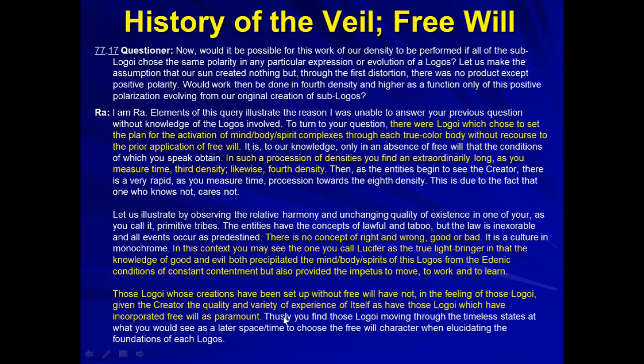So what essentially happened is free will was passed from the creator to the logoi, from the logoi to the sub-logoi, so central sun to the other suns, but the other suns didn't pass it on to the third density humans as much. And he's going to talk about why in a minute. The reason they didn't is it just didn't dawn on them to do it initially. Which is kind of interesting.